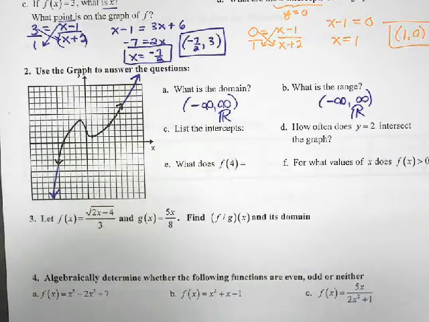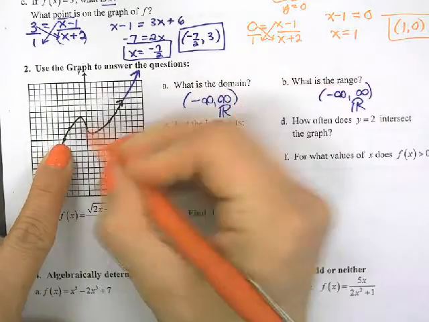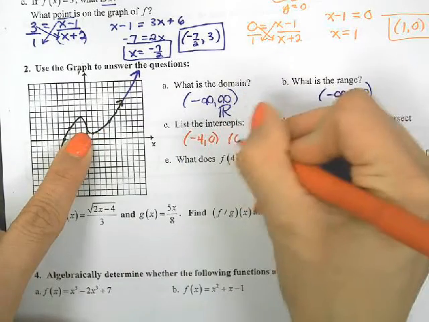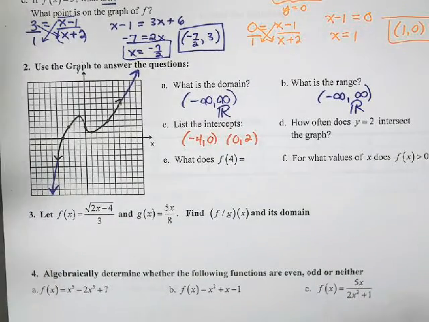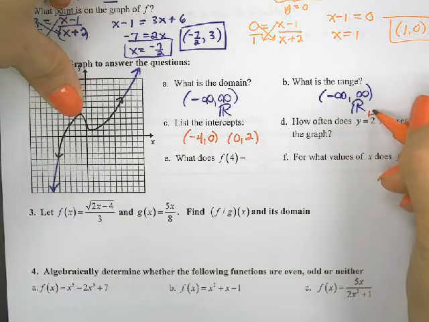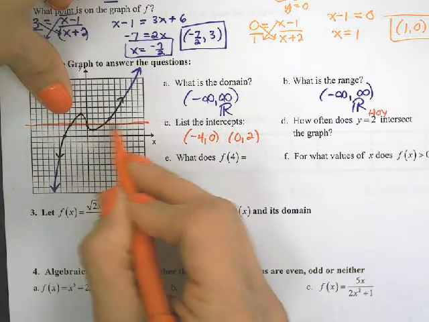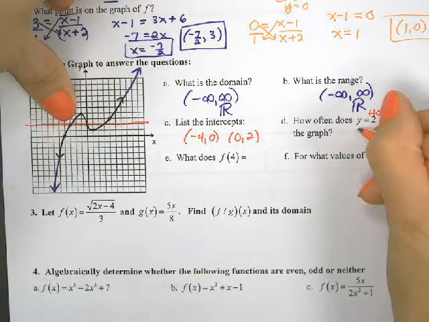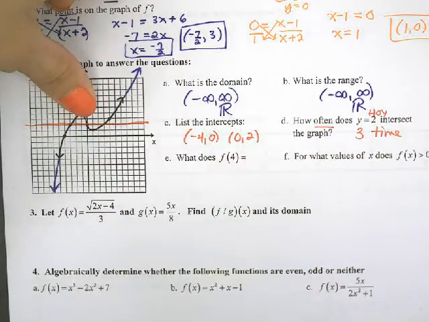Okay, intercepts are points where the graph touches the axis. So I see a couple of them. Here's an x-intercept at the point -4, 0. And here's a y-intercept at the point 0, 2. We got a couple different intercepts, x and y's. How often does the line y equal 2 intersect the graph? Okay, that's a horizontal line. So here it is, horizontal line intersecting the graph 1, 2, 3 times. 3 times. How often? If it said where, I might have to say all the places. But it just said how many times.